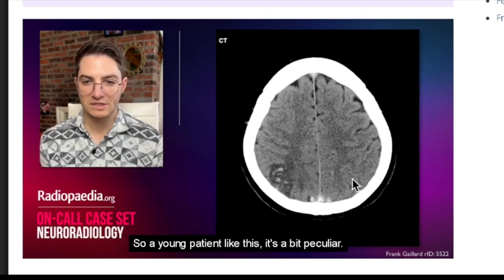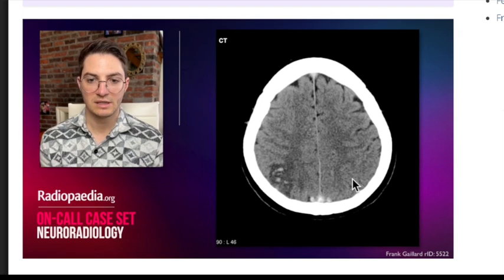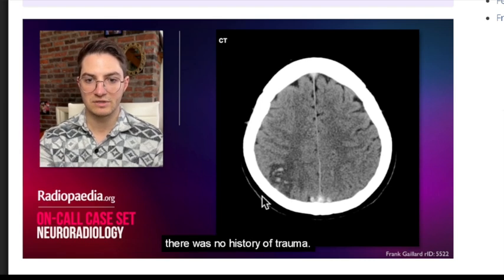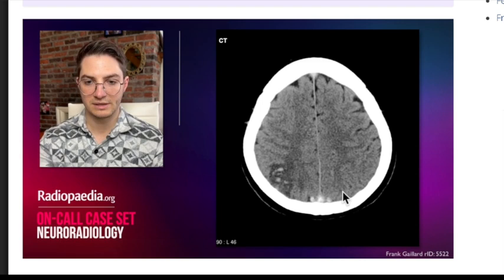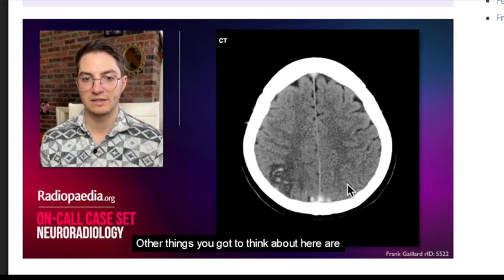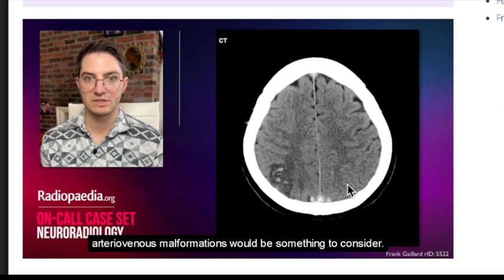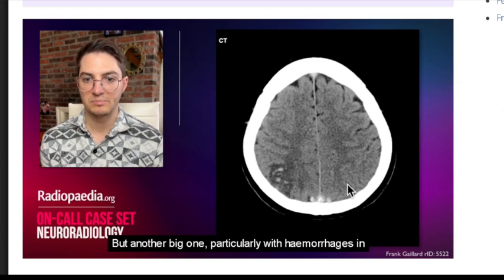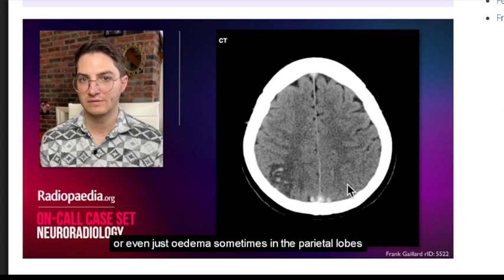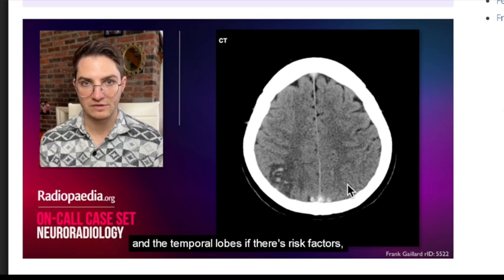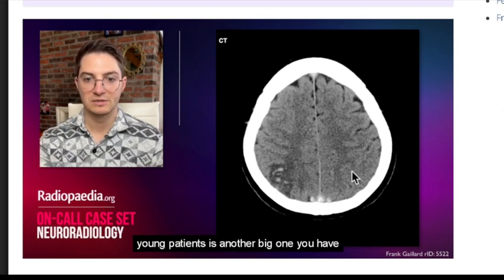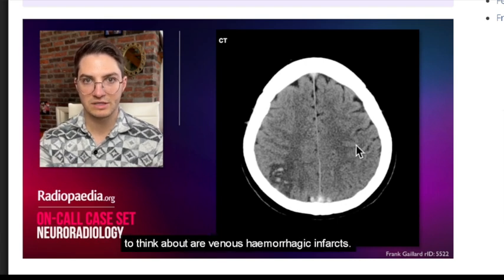For a young patient like this, it's a bit peculiar. I don't see any signs of trauma. There was no history of trauma. The scalp soft tissues look pretty clean. Other things you have to think about here are arteriovenous malformations. But another big one, particularly with hemorrhages or even just edema sometimes in the parietal lobes and the temporal lobes, if there are risk factors, in young patients, is venous hemorrhagic infarcts.